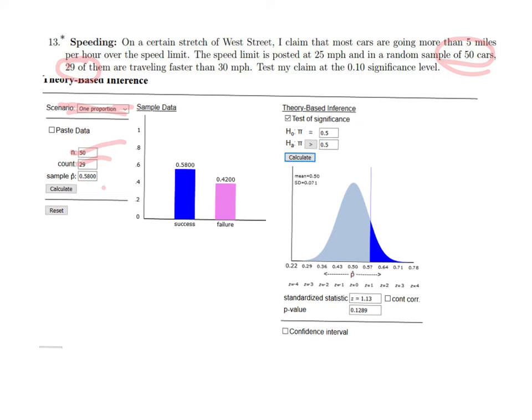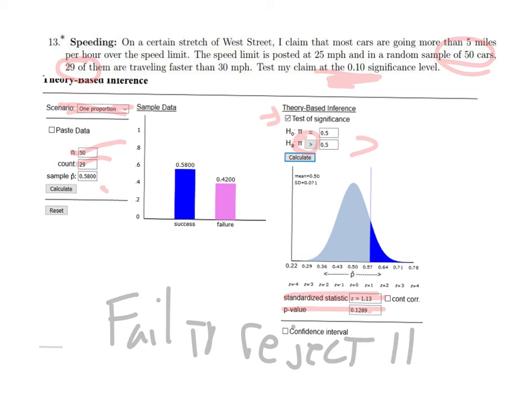And then it calculated the p-hat for me. Then I had to click on test of significance. I had to click on this until it said greater than, and that matched my H0 result. And then here's the test statistic. Here's the p-value. We see a 1% level of significance or 10% level of significance, and that's bigger than 10%. So we're going to fail to reject H0. So what does that mean in terms of the context of that claim that most cars were going faster than 5 miles an hour over?